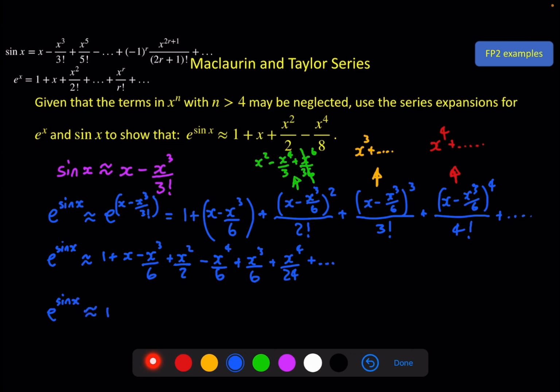We've got a 1 plus x. Here we've got a plus x squared over 2. Then here we've got a minus x cubed over 6 plus x cubed over 6, so they cancel out. Here minus 1 over 6 x to the 4 plus x to the 4 over 24 gives us the minus x power 4 over 8. And there we have it, the final answer of the final example of the video.